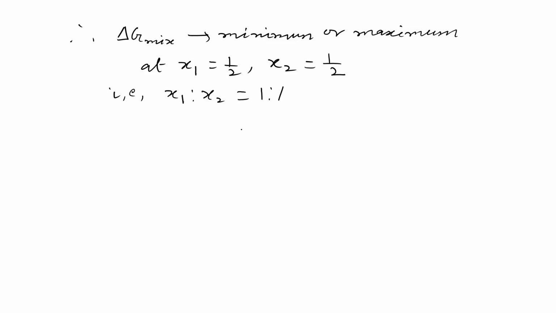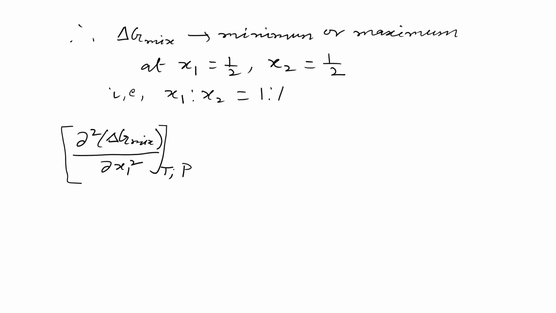Now the next part is whether this delta G mixing will be maximum or minimum. For that, what do you have to do? We have to take the second derivative, that means ∂² of delta G mixing by ∂x1² at constant temperature and pressure.